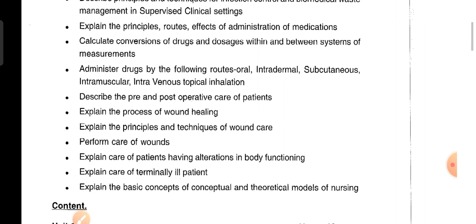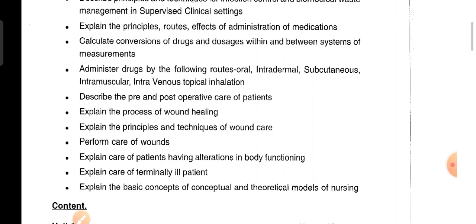Next, explain the principles, routes, and effects of the administration of medications. Okay, you are able to know the first principle. What are the principles when you are administering medications to the patients? What are the routes, what are the effects, if the patient is having any hypersensitive reactions, what are the effects of the drug administration? We have to know the principles, we have to know the routes, like oral.